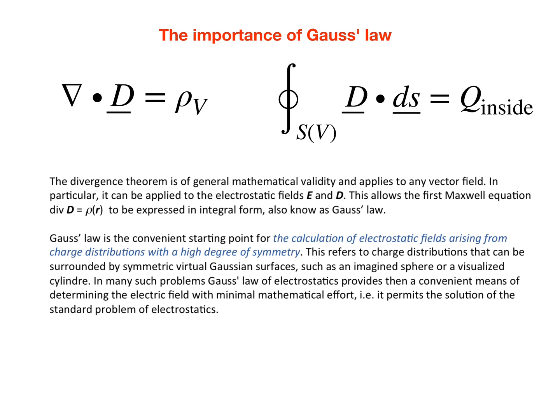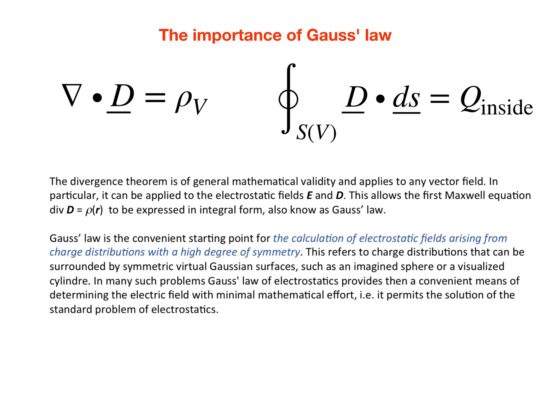Giving these two equations a specific name, namely Gauss's law, is appropriate because they are both of fundamental importance but also very handy in problem solving. Gauss's law is the convenient starting point for the calculation of electrostatic fields that arise from charge distributions with a high degree of symmetry. In particular, those charge distributions can then be surrounded by a symmetric virtual Gaussian surface.